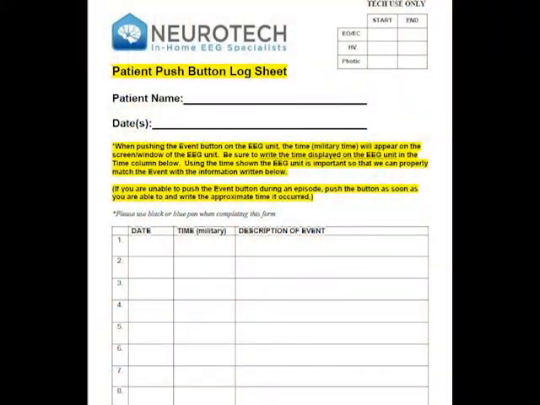Document the time of the electrode test in the same area as the awake sample on the push-button log sheet. Perform the eyes open, eyes closed for 1 minute and document the times on the log sheet as well.